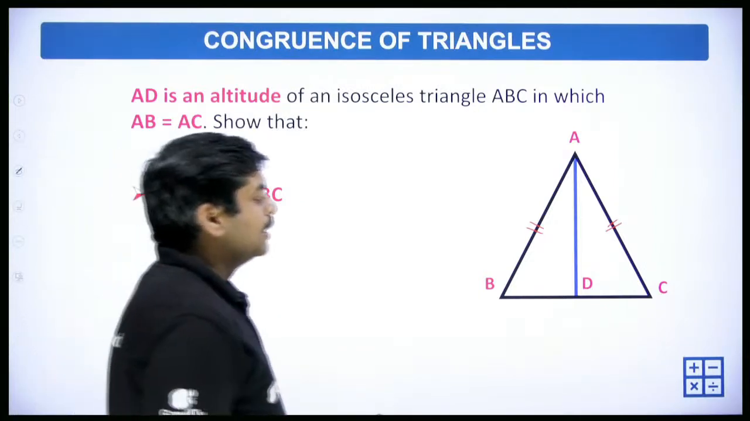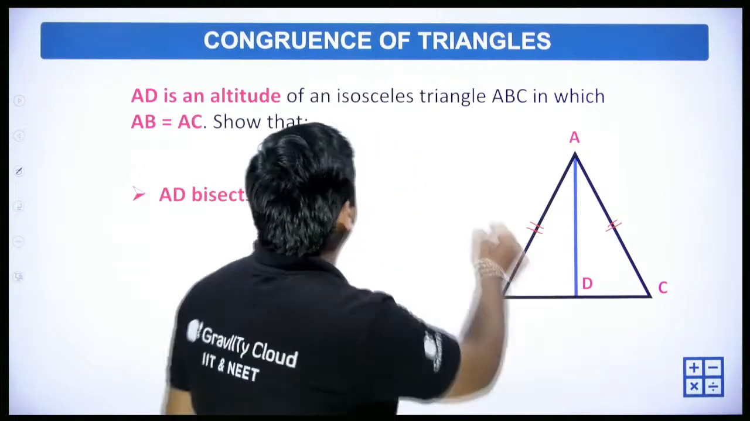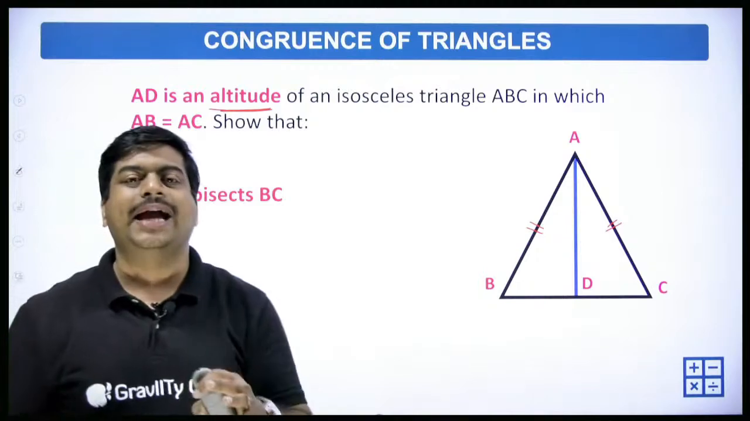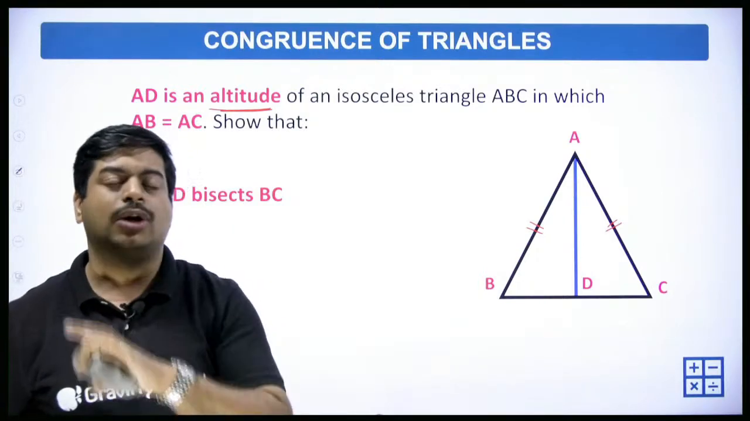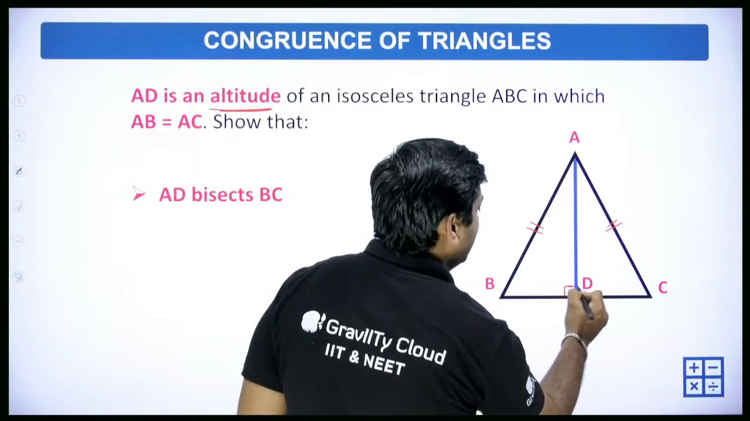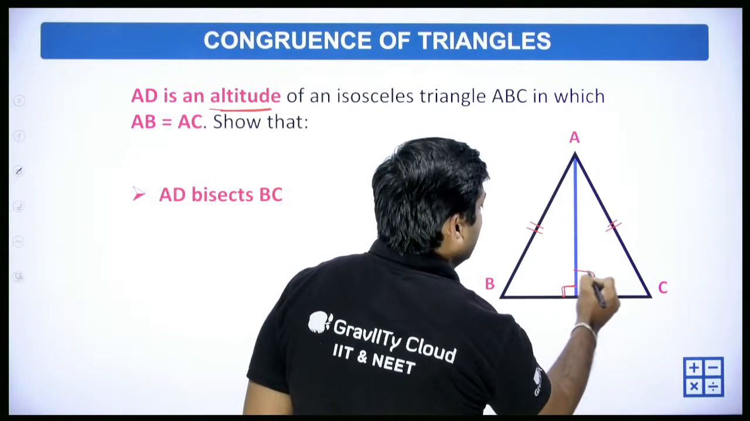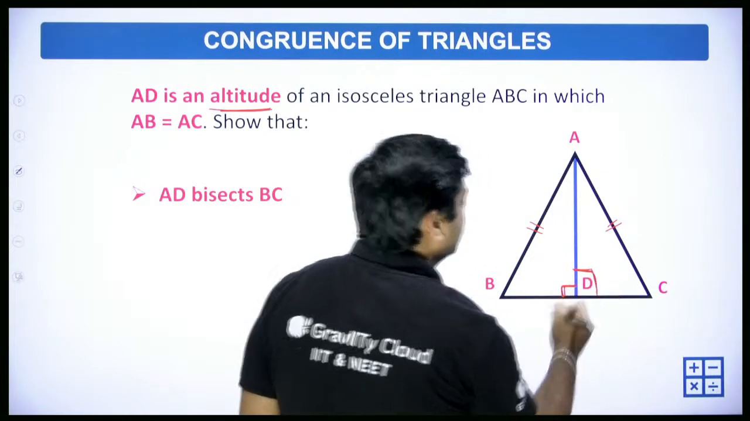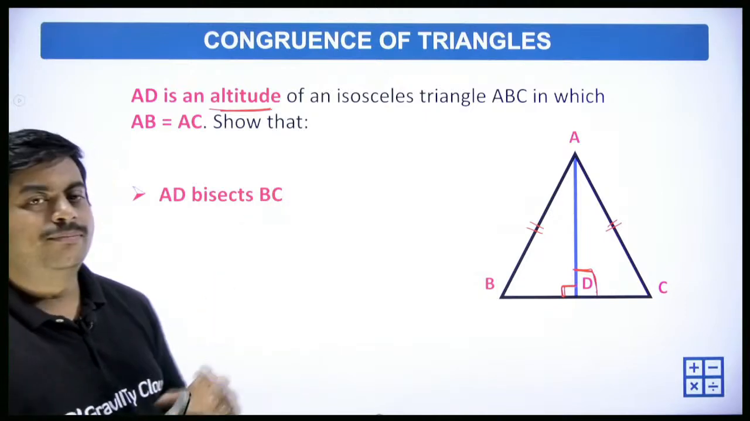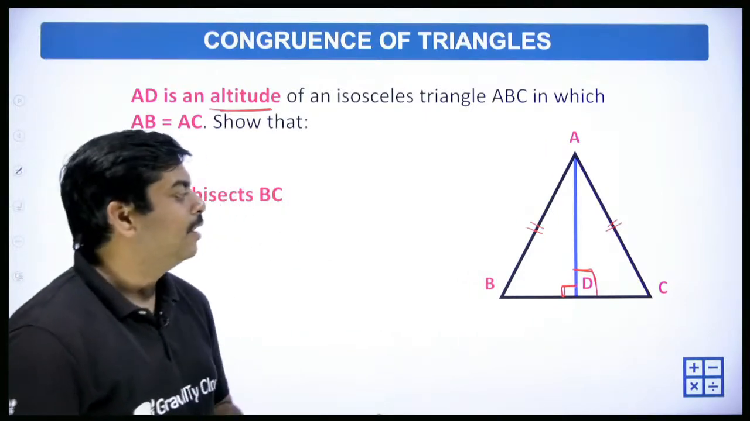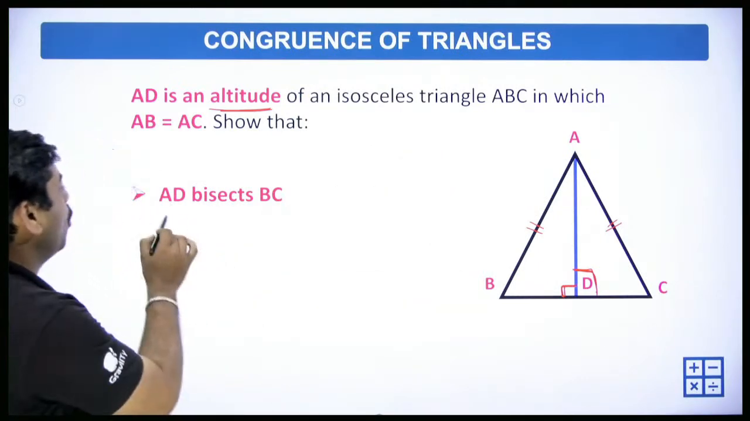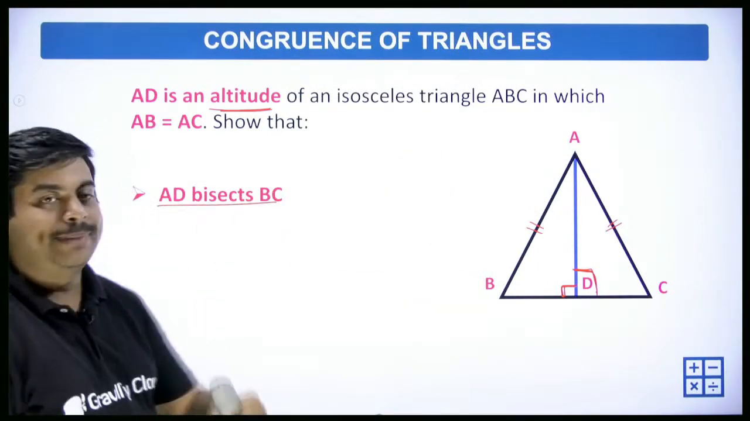Now carefully observe, this is an altitude. Do you know what an altitude is? Altitude means height, and whenever we say altitude or height, the angle it makes with the base is 90 degrees. So these two angles are 90 degrees. Slowly we can compare something. We have sides which are equal, an angle which is equal, and AD is a common side. But the point we need to show is that AD bisects BC.